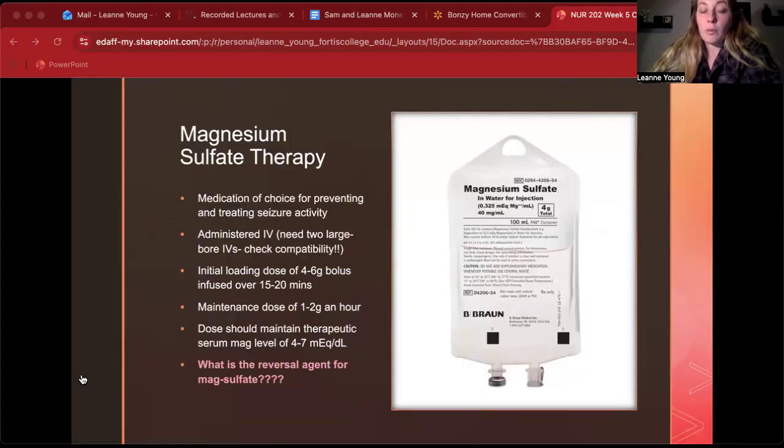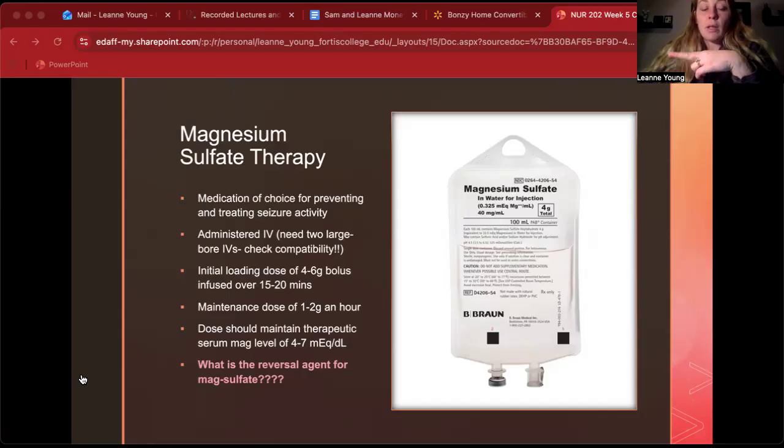We need two large bore IVs whenever we're administering magnesium because hardly anything is compatible with magnesium. Okay, so we need to have a separate IV site in case we have to give the patient blood or give them some other type of antibiotic or something that is not compatible with mag. Magnesium, once it's initiated, is intended to be a continuous IV drip. This is something the patient is going to be receiving typically until delivery of the baby, if not for 24 hours or longer after the delivery of the infant.